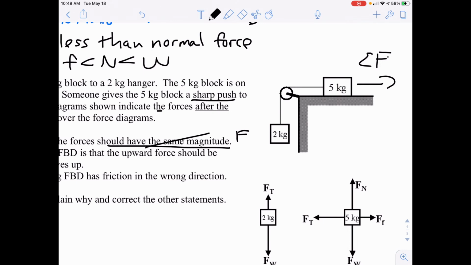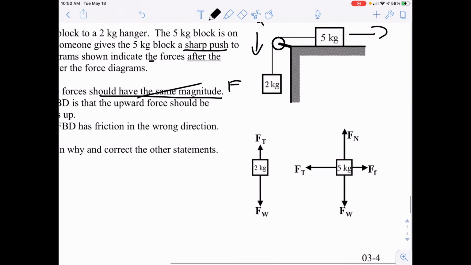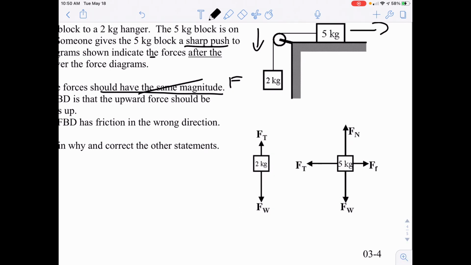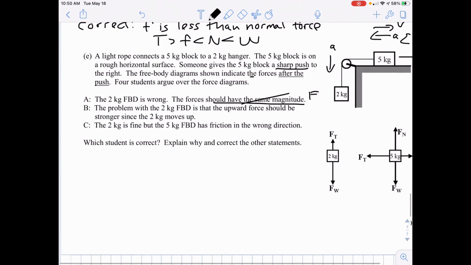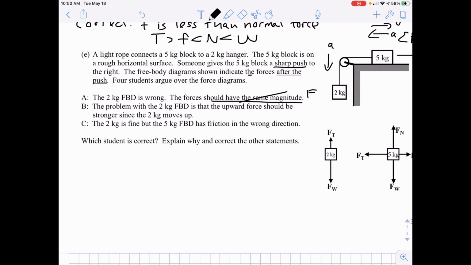What it basically means is as soon as you give it the push, this object may move this way, but it's going to slow down. So if it's moving forward, slowing down, means the acceleration opposes that, means the acceleration is actually going the opposite way. So indeed, this is correct. This should be longer than this because the acceleration is going in that direction. So part B is wrong because the upward force should not be stronger.